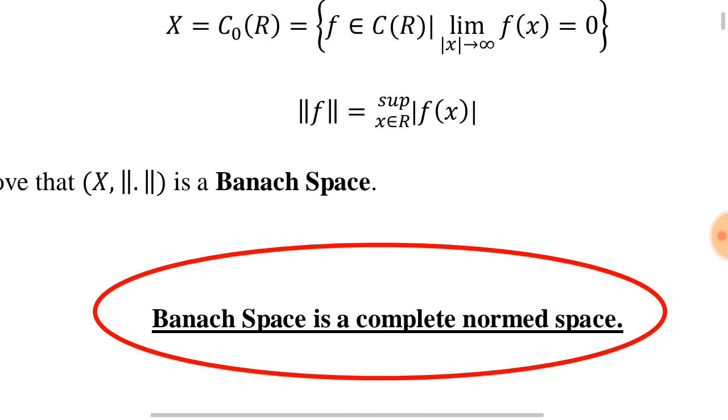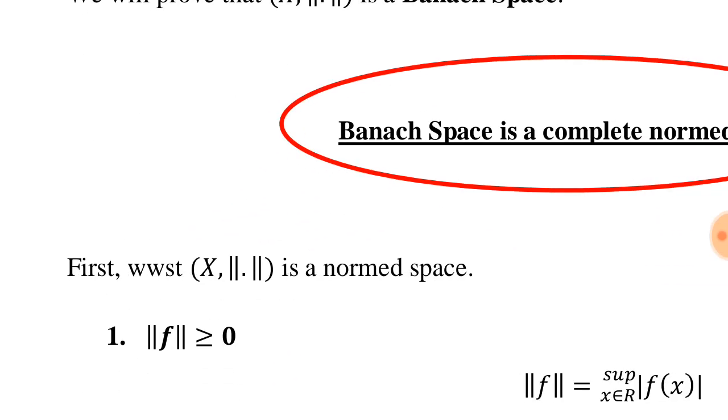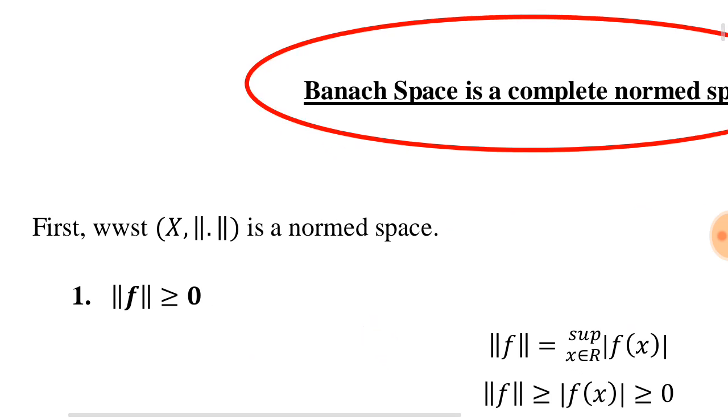So, to show a space is a Banach space, we have to show that it is a normed space first. After that, we're going to show that it is a complete space. So we're going to show that X with the defined norm is a normed space. A space is called a normed space if it satisfies 4 conditions.